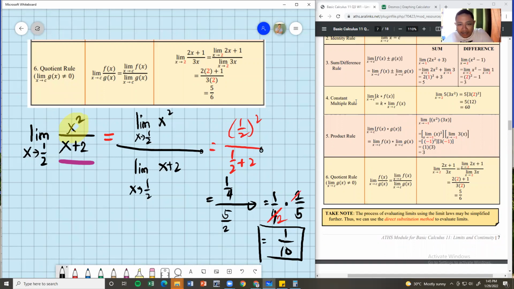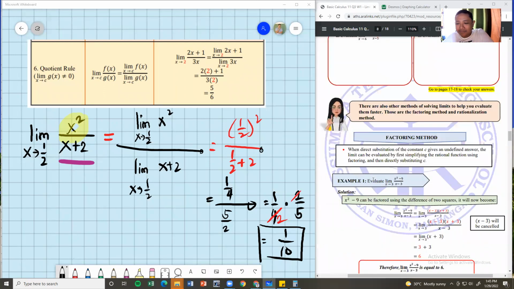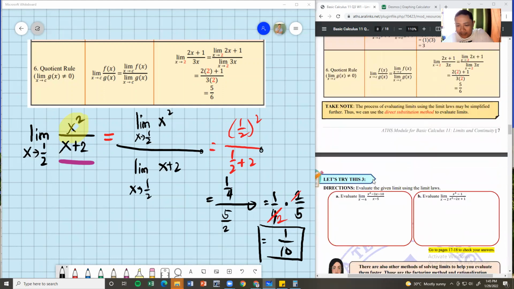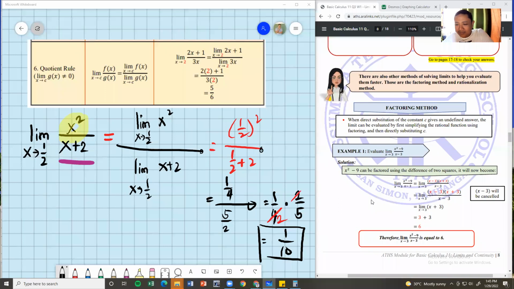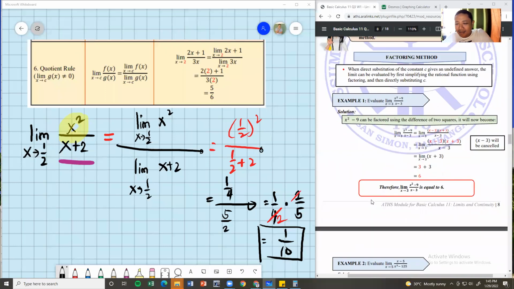Show me your reaction, please. Very good. Okay, good. At least everything is okay. Okay na. Ganun lang yun. Evaluating. Next, factoring. Okay, eto naman.